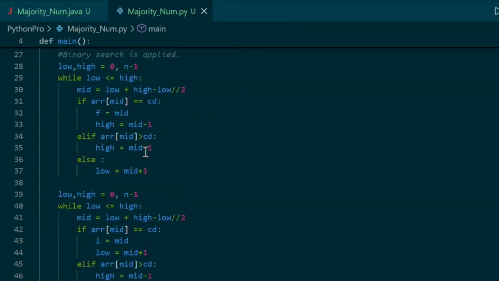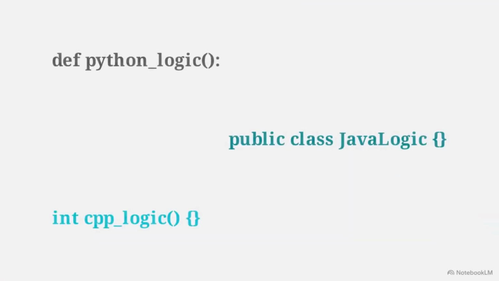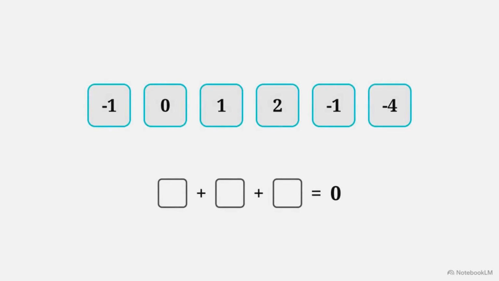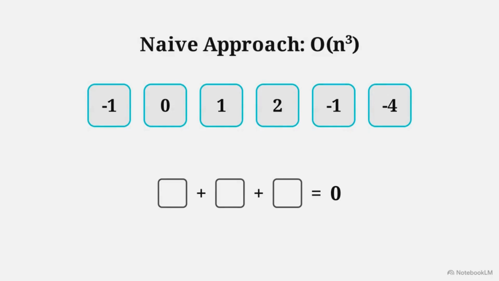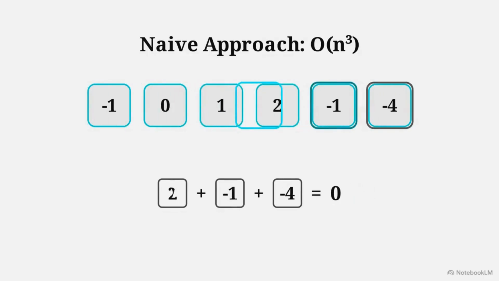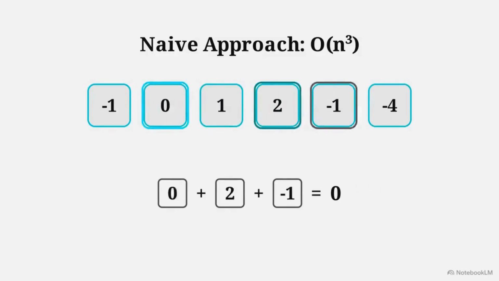Let's now move to the second one. The logic you use to solve algorithmic problems is universal. It doesn't matter which programming language you write in, the underlying math remains the same. Our goal today is to solve the three-sum problem, finding strictly unique triplets in an array that sum to exactly 0. A common naive approach is to use 3 nested loops on an unsorted array.